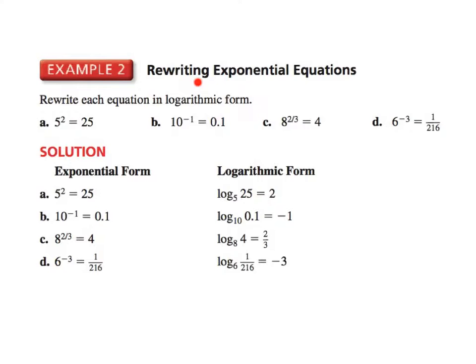Now in example 2, rewriting exponential equations. Now you've done this before. 5 squared equals 25. Easy stuff. But remember, we always start with log. Log, and then we do the base. Well, the base here is 5. So log base 5 of, we go to the other side, 25, equals always the power. And here are the rest. Log base 10 of 0.1 equals negative 1. Log base 8 of 4 equals 2/3. And log base 6 of 1/216 equals negative 3.